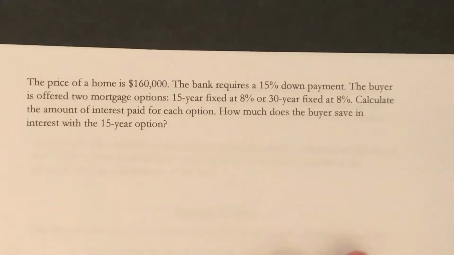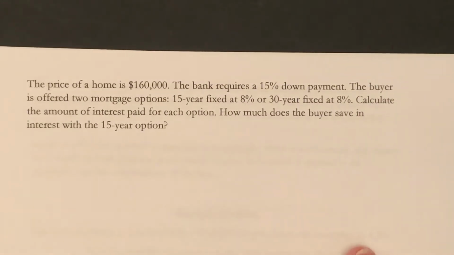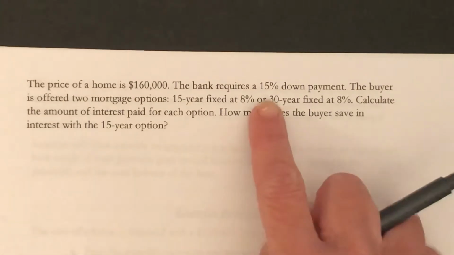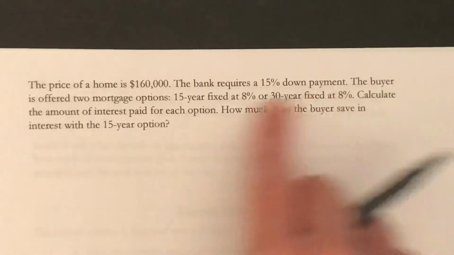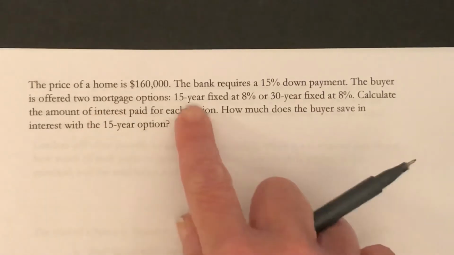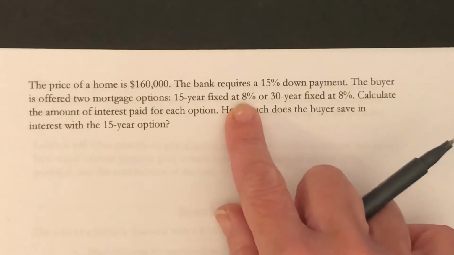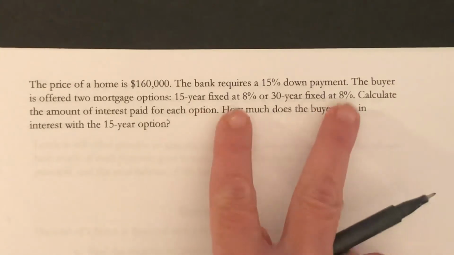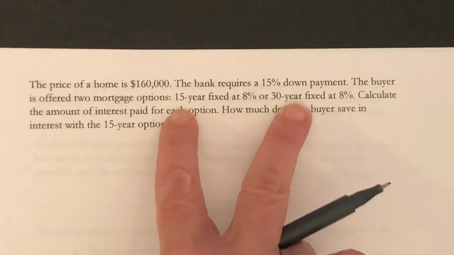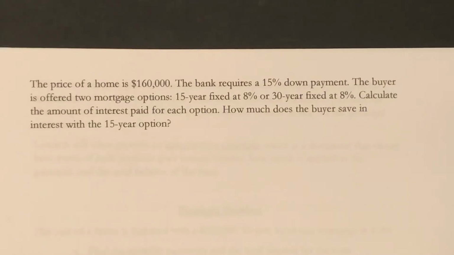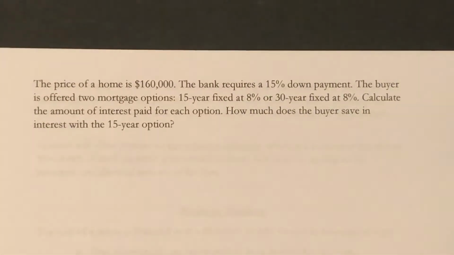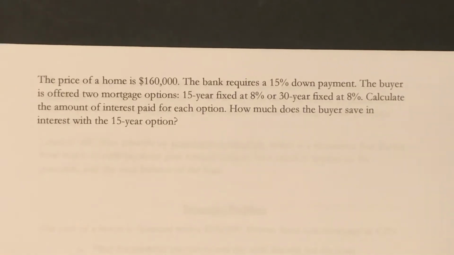Let's say the price of a home is $160,000. The bank requires a 15% down payment. The buyer is offered two mortgage options, a 15-year fixed rate at 8% or a 30-year fixed rate at 8%. So the same interest rate, different number of years. Calculate the amount of interest paid for each option. How much does the buyer save in interest with the 15-year option?